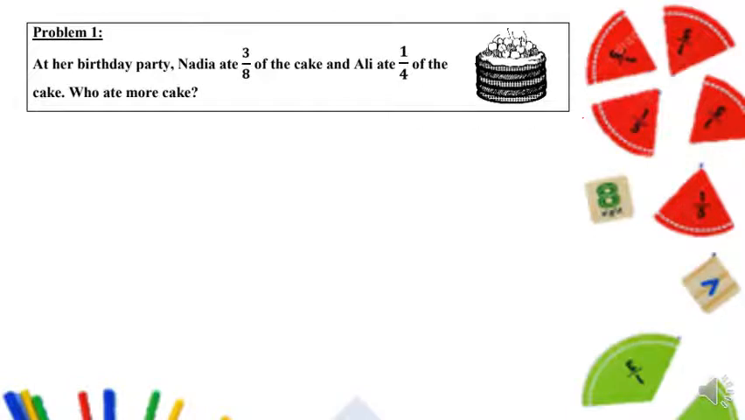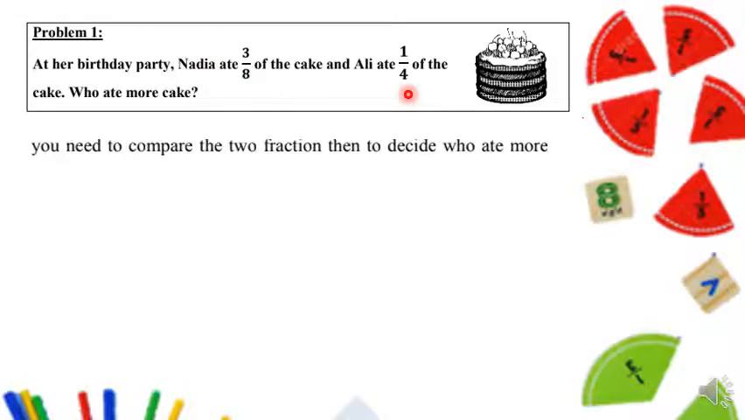Now, let's take a look at this problem. At her birthday party, Nadia ate 3 over 8 of the cake, and Ali ate 1 over 4 of the cake. Who ate more cake? We want to compare these two fractions. We need to compare these two fractions to decide who ate more.